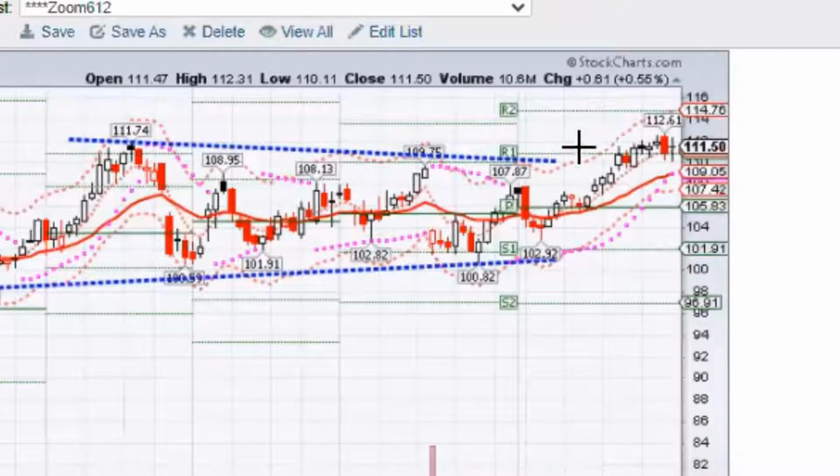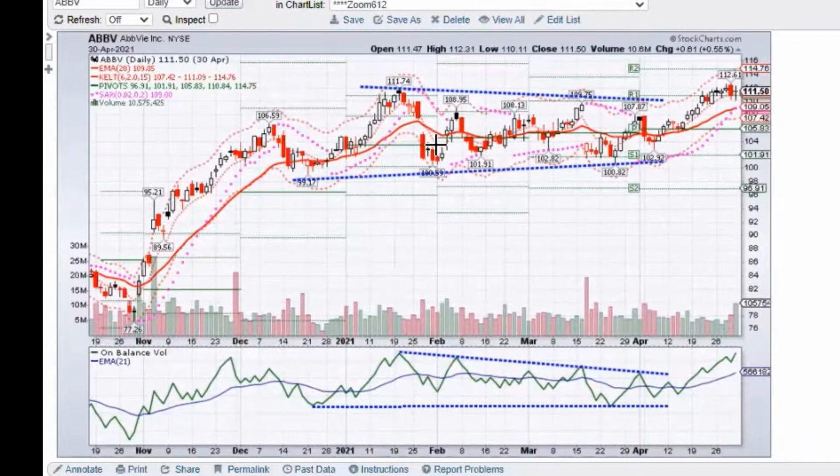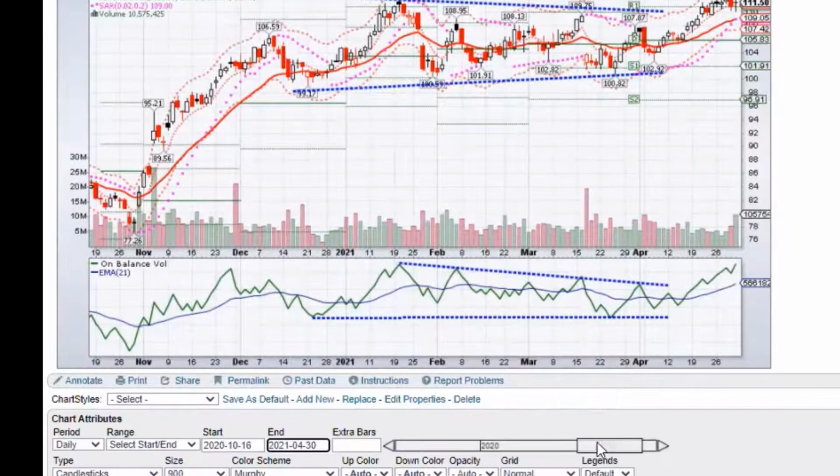You could break out of this formation that took roughly 3.5 months to develop. You could move sideways for a couple of weeks and not really change the bullish bias as long as the OBV doesn't turn. And you can see the OBV has gotten even stronger in that week. So let's fast forward again to see what happened in the next month.